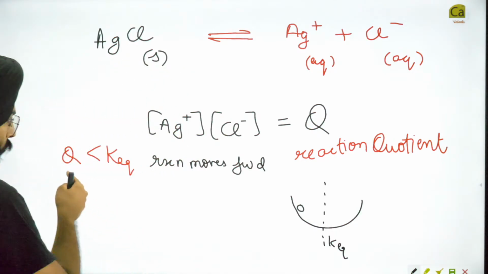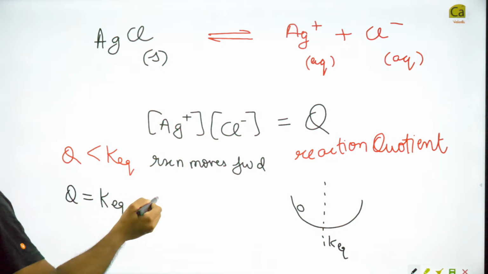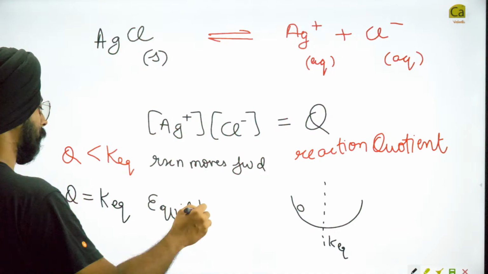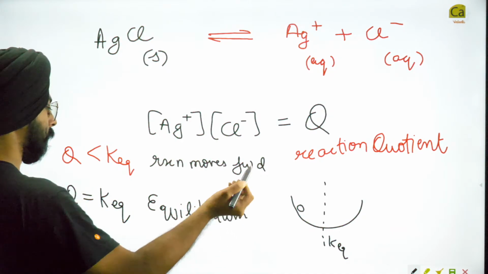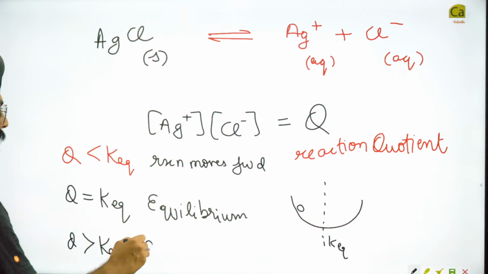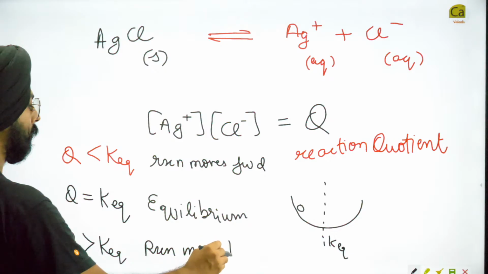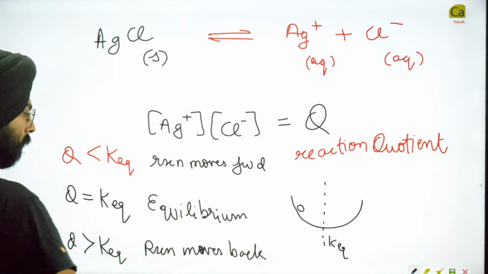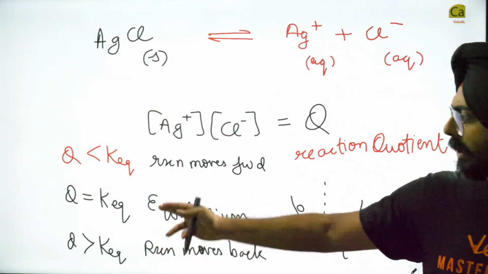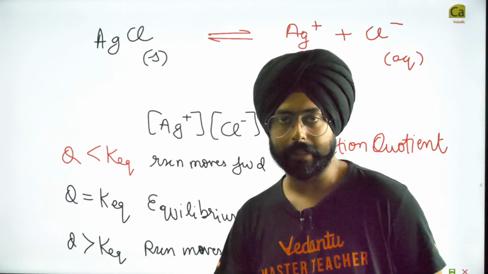If Q is less than K equilibrium, the reaction moves forward. If Q is equal to K equilibrium, then we call it an equilibrium. And if Q is greater than K equilibrium, then of course the reaction moves back. Now, this idea is pretty simple for us to remember. We've studied it already extensively.